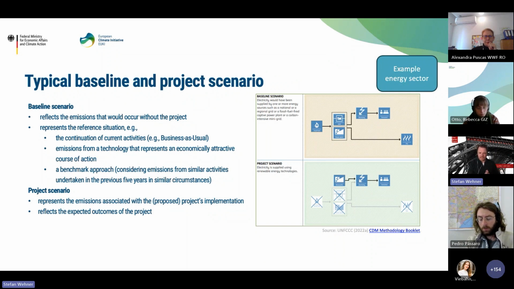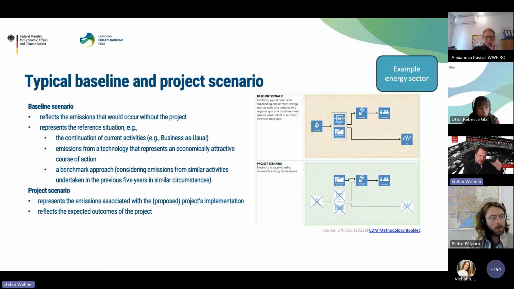But there are also other cases where you refer to a certain technology that at the moment is the most economically attractive technology in place, or we can use an approach that is called benchmark. So looking at what typical circumstances in the last years, which technologies would be used in that case.